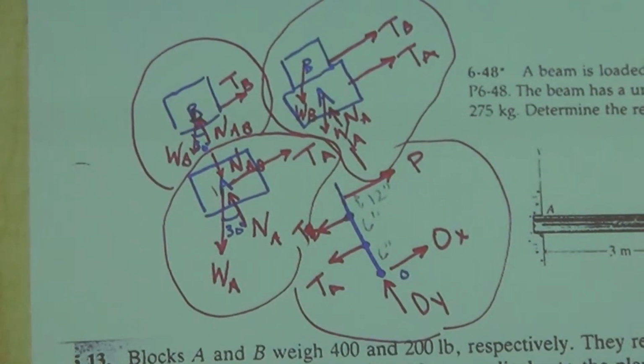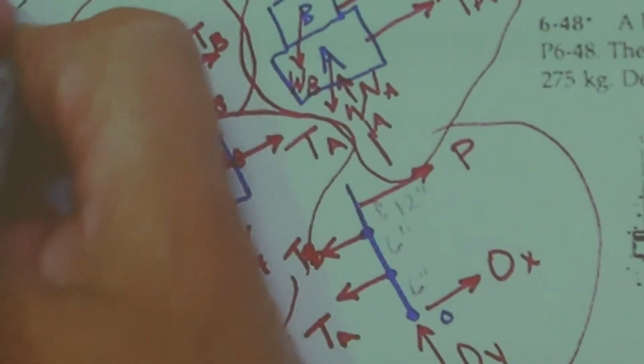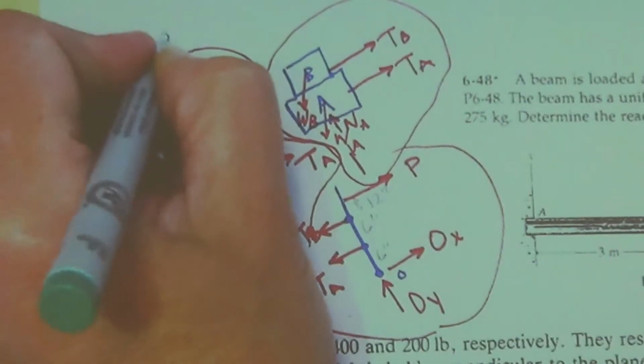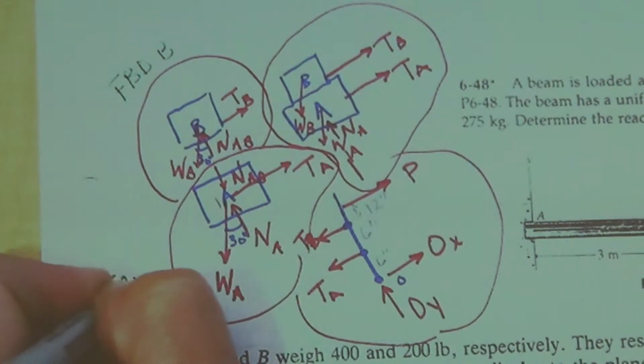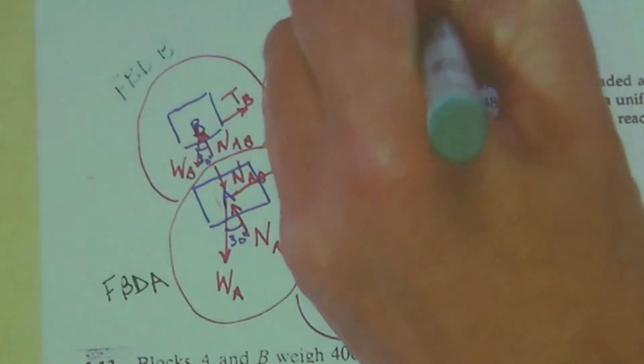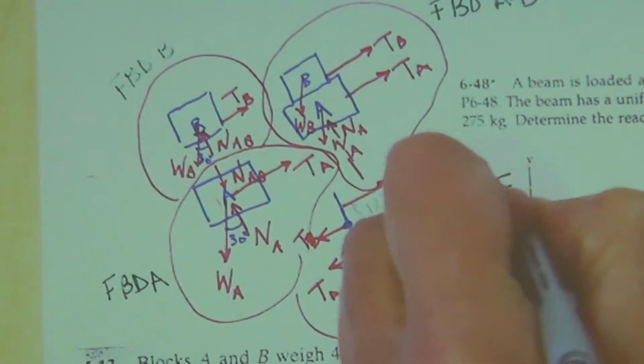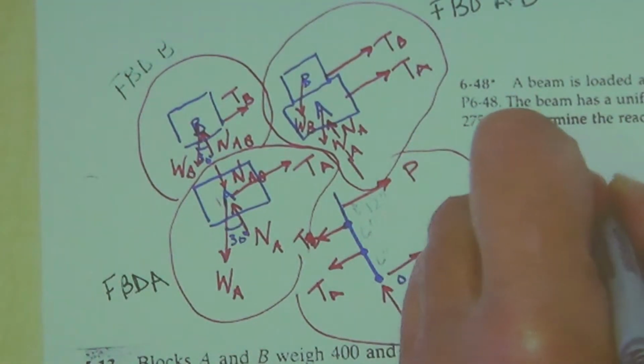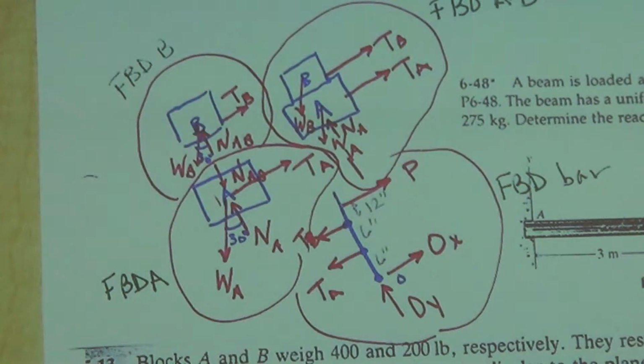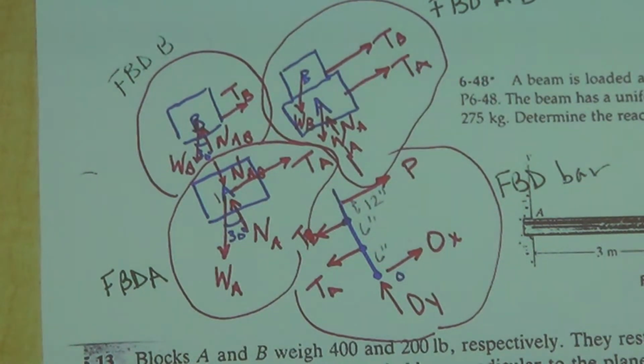So let's label the free body diagrams. Let's call it, how about free body diagram B? How about free body diagram A? Free body diagram AB? And how about free body diagram bar? How does that sound? Now, did I need to draw all those free body diagrams? No, I just want us to have some practice.